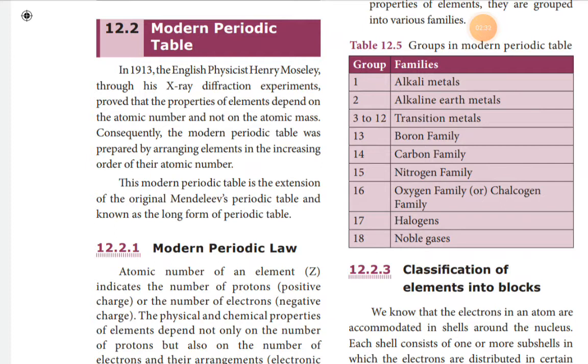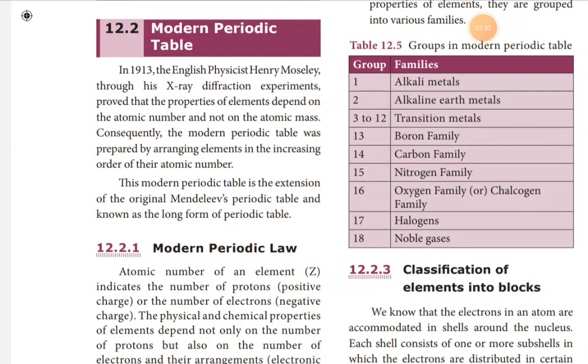Then he also classified the elements in the form of periods and groups based on Mendeleev's periodic table, and he grouped different families, alkali metals, alkaline earth metals, like that. Up to that we already learned.